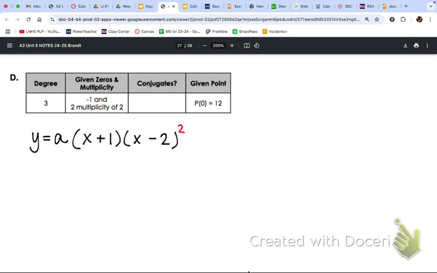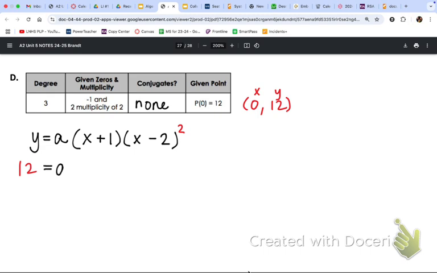Conjugates. Do you have any i's this time? I don't know. It's coming for you on the next page, I promise. Okay. So that's just there to help you think through it. And then the point that you are plugging in here shortly is what? 0, 12. Okay, so I will set that up for you, and then I'm going to let you do the rest. So 12 is y.